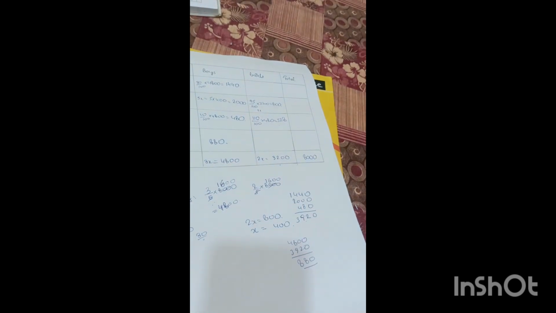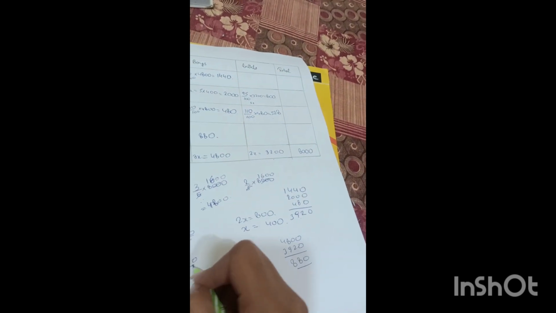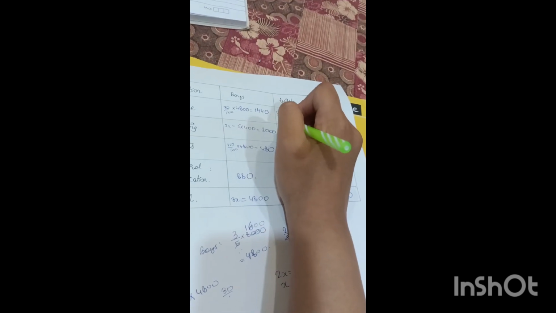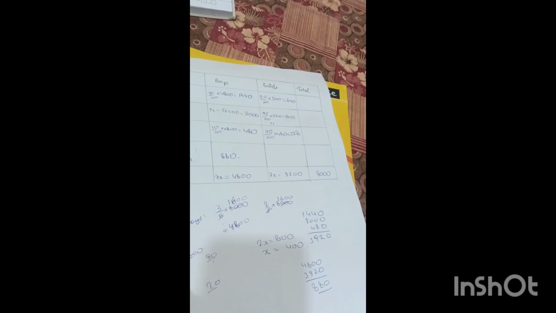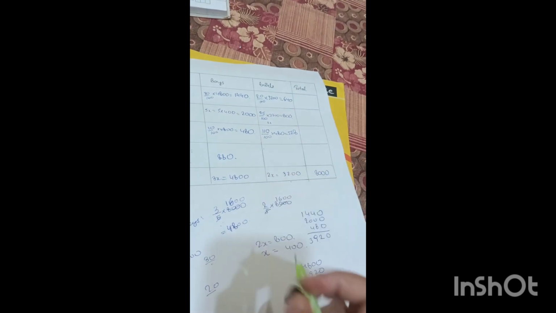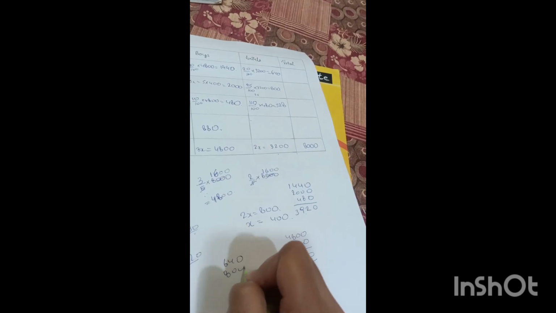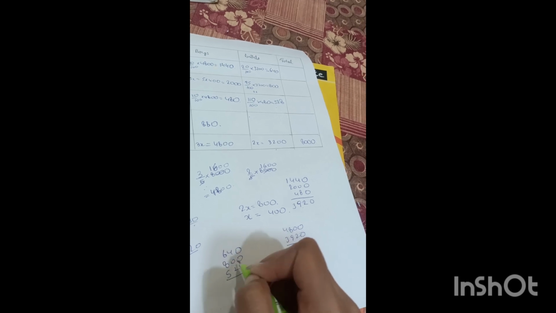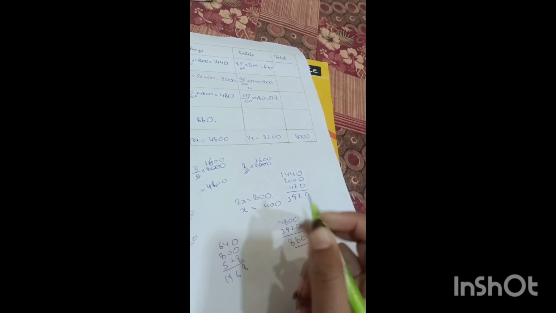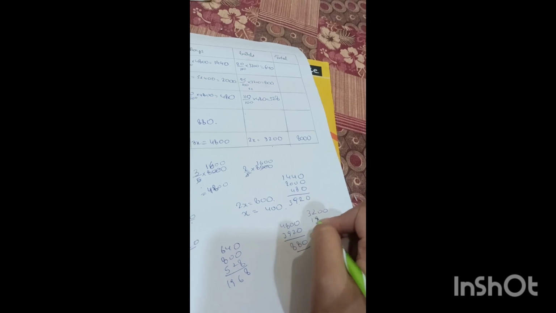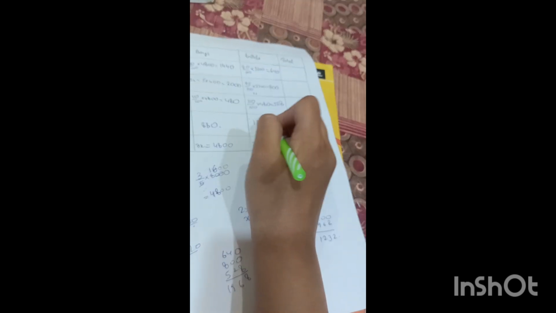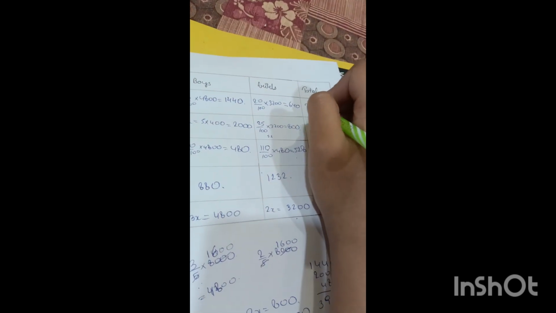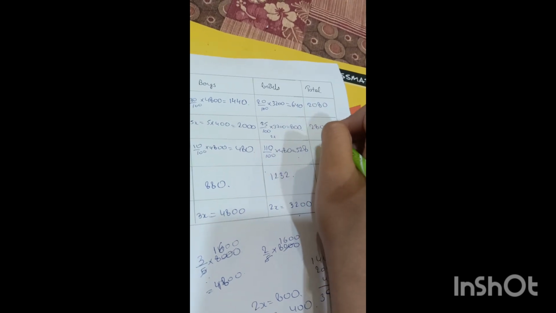Then 20% of the girls study in dance. So 20 upon 100 into 3200, and you'll get the value as 640. The remaining are in physical education. If we add all this, 640, 800, 528, and subtract from the total, you will get the value as 1232. And if we add all this, then we'll get the value 8000.